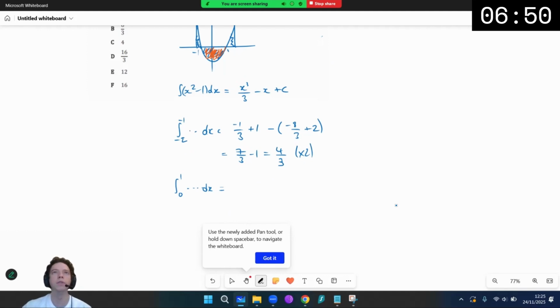So 1 and 0, because when you plug in 0, you get 0. So that's really easy. It'll give us 1 over 3 minus 1, so that's minus 2 over 3. Negative answer, as we expected.